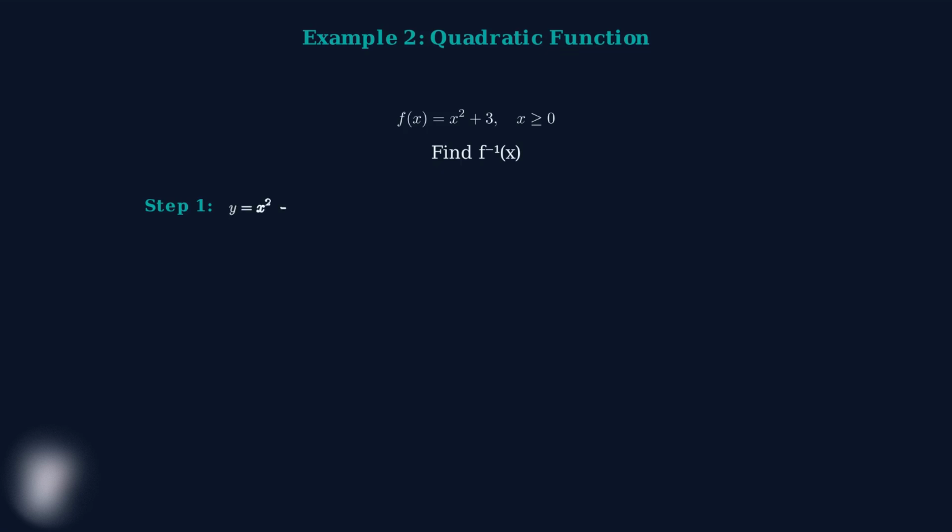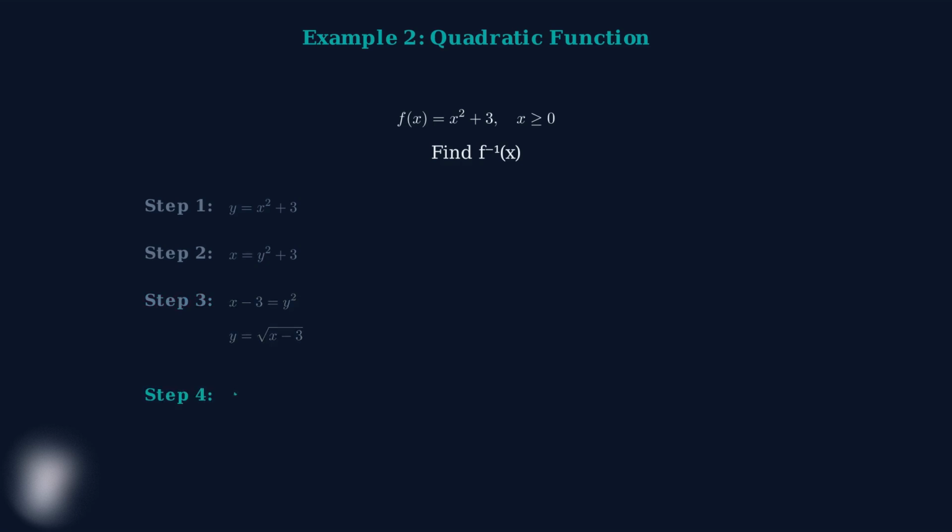Step 1, replace f of x with y to get y equals x squared plus 3. Step 2, swap x and y to get x equals y squared plus 3. Step 3, solve for y. First, subtract 3 from both sides to get x minus 3 equals y squared. Then take the square root of both sides. Since our original function had the restriction x greater than or equal to 0, we take only the positive square root. This gives us y equals the square root of x minus 3.